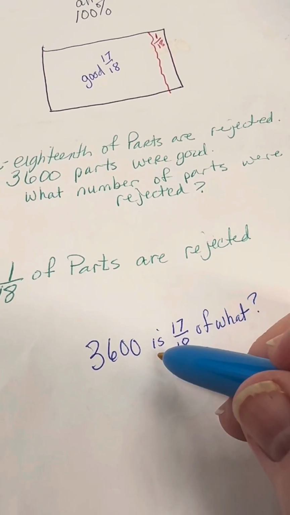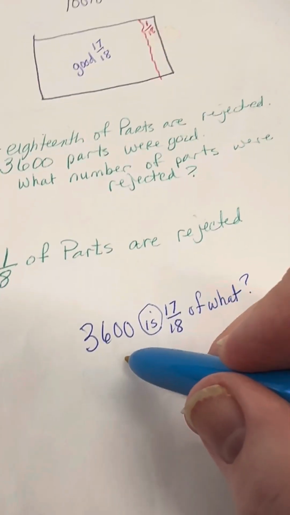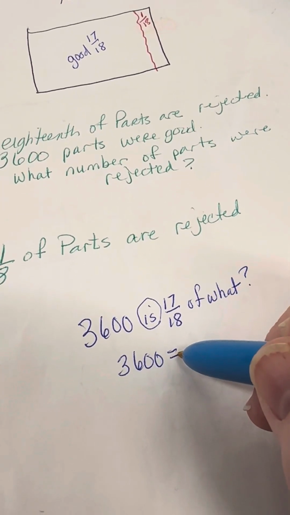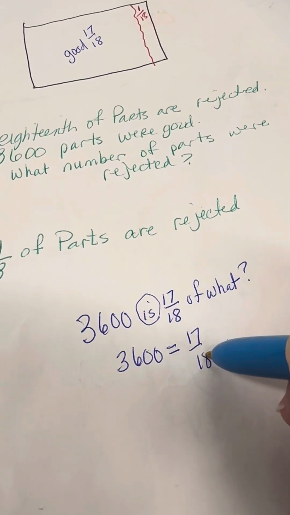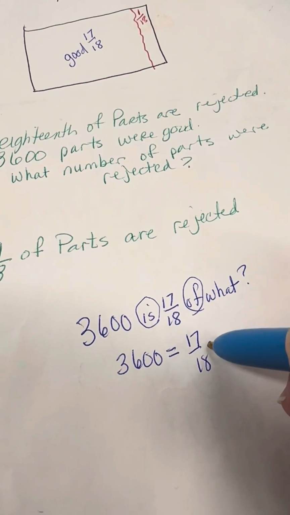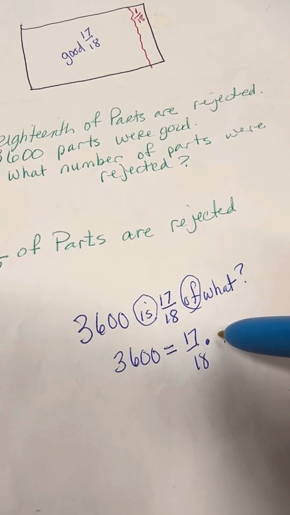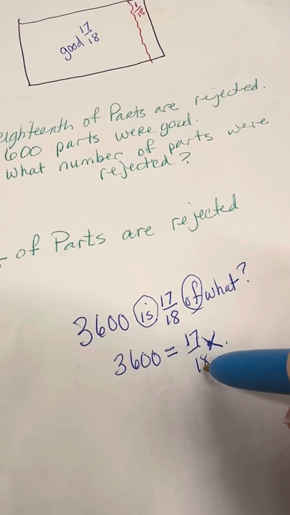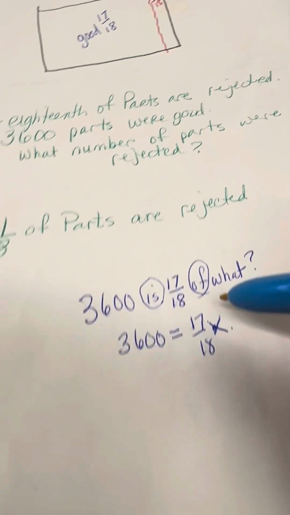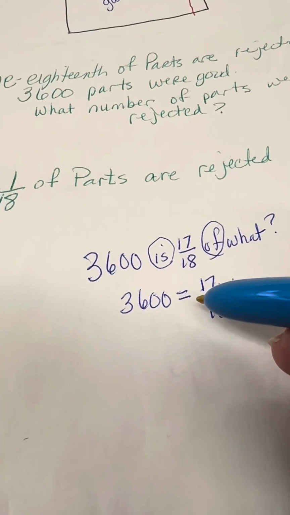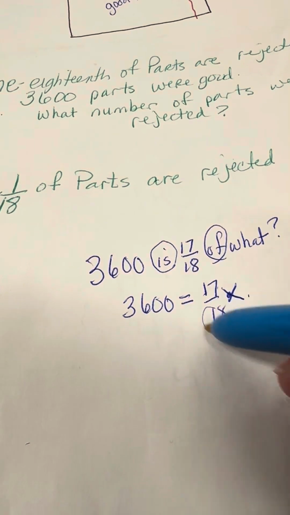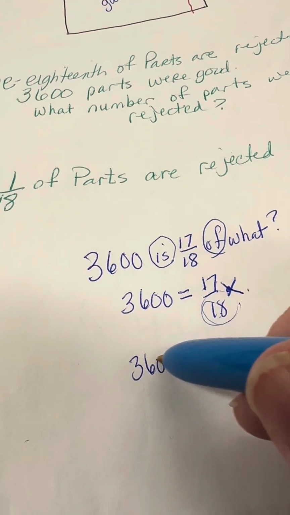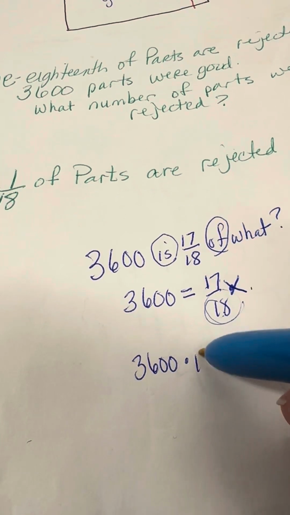And what we're going to do then is, "is" means equals, so 3,600 equals, and "of" means to multiply, so times some number of parts. So we'll call it x. So 17 over 18 times x. And then we want to just solve to get x alone. So we'd multiply by 18 to get rid of this denominator. So 3,600 times 18.